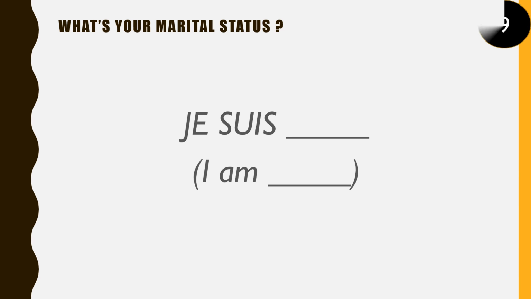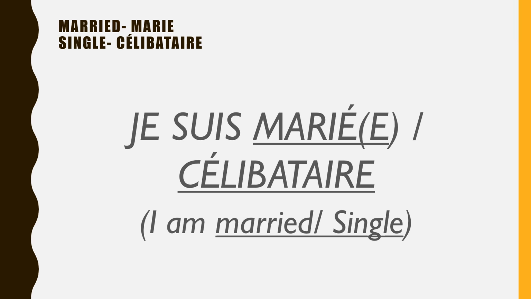Your marital status. To tell this, you say je suis and then your status, which means I am and the status. If you're married, you will say je suis marié. You can see that I've added an extra E in the bracket. That extra E is for the women. There's no major change in the pronunciation, but when you're writing this, you have to add this extra E. But men don't have to worry about this extra E.